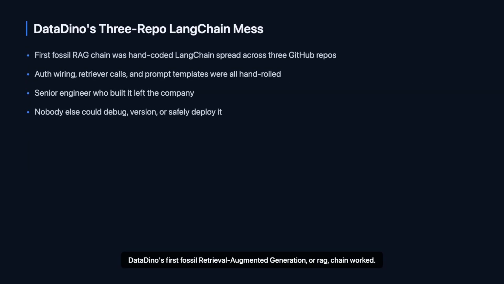DataDino's first fossil retrieval augmented generation, or RAG, chain worked. It also lived in 3 different GitHub repos. The auth wiring lived in one repo, the retriever calls were in another, and the prompt templates were scattered in a third. One senior engineer held the whole map in their head. When they left the company, nobody else could debug it, version it, or safely deploy it. That's the story behind why Databricks built the agent framework, and why we're spending a whole episode on it.